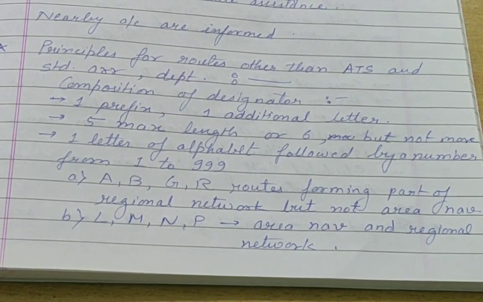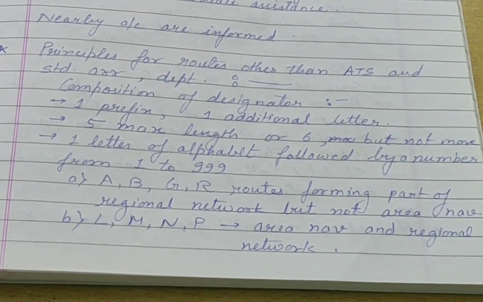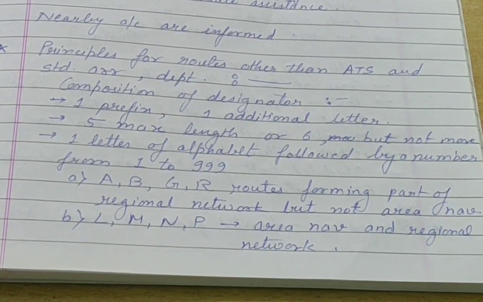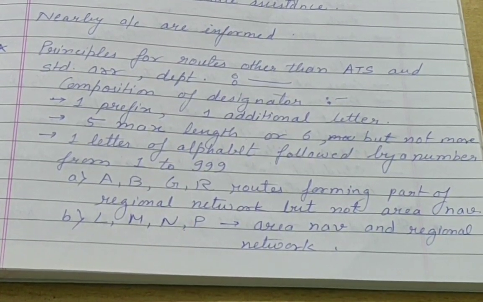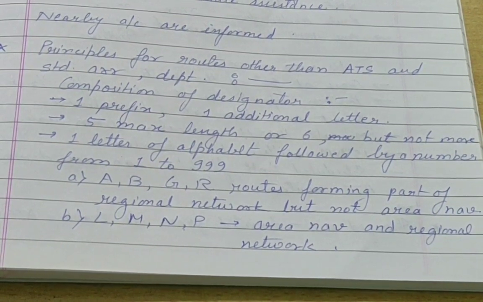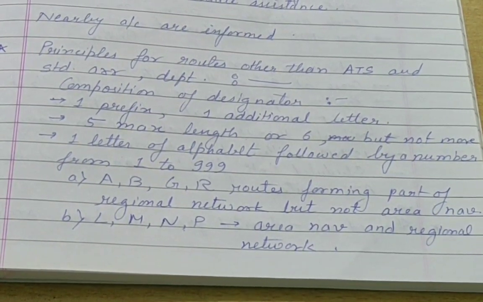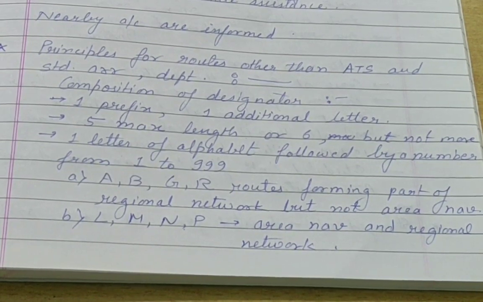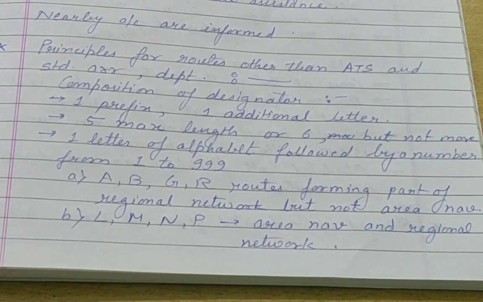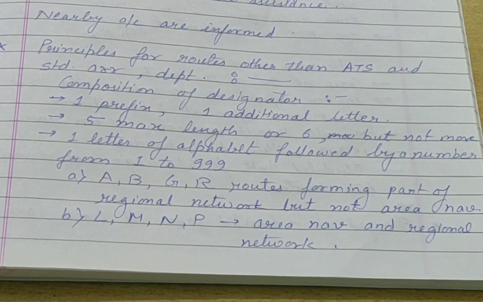So it should be an ATS route designator, and it can be supplemented with either one prefix as prescribed and one additional letter as prescribed. This should not exceed 6 characters. Also, the number of characters required to encompass the designator should, whenever possible, be kept to a maximum of 5 characters. Next, the basic designator shall consist of one letter of the alphabet followed by a number from 1 to 999.